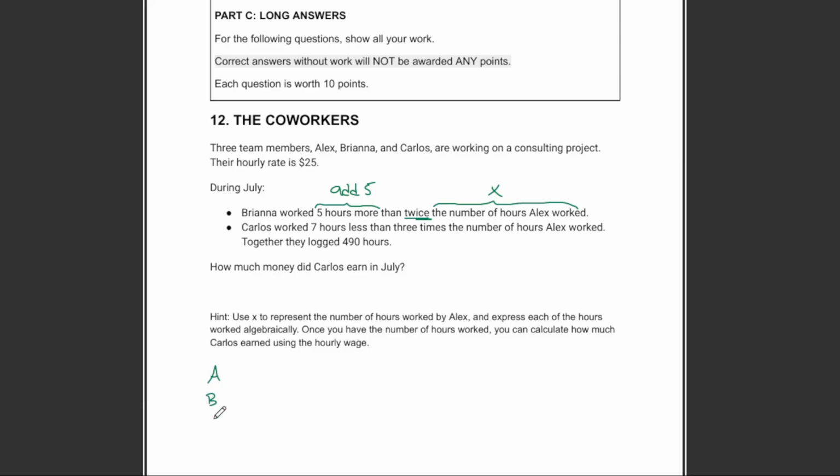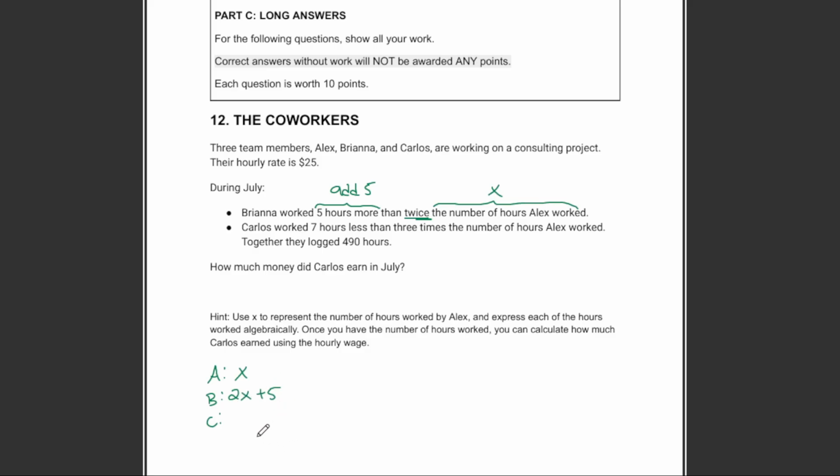Luckily for us, the names start with A, B, and C. So I'm just going to say A for Alex. Let's say that's X. Number of hours worked by Alex is just X. Now, let's look at B. Brianna worked 5 hours more than twice the number of hours Alex worked. So I'm going to double the number of hours Alex worked. How many hours did he work? X. How do I double X? It's just going to be 2X. Then we add 5 to it. We know the number of hours Alex worked, so we can double it, then we add 5 to it.